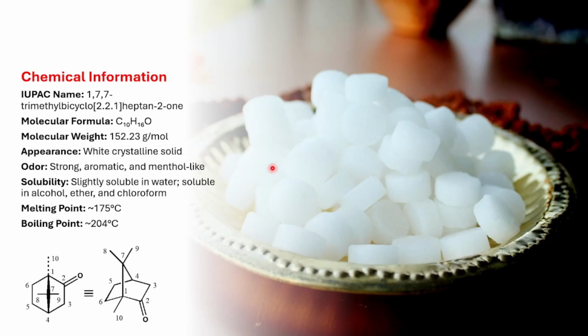The IUPAC name of camphor is 1,7,7-trimethylbicyclo[2.2.1]heptan-2-one. Here's the numbering of camphor. Molecular formula is C10H16O. The molecular weight is 152.23 grams per mole, and the appearance is a white crystalline solid, having an odor that is strong, aromatic, and menthol-like.